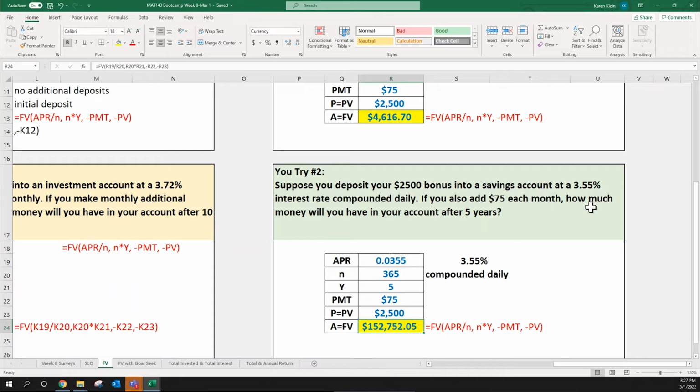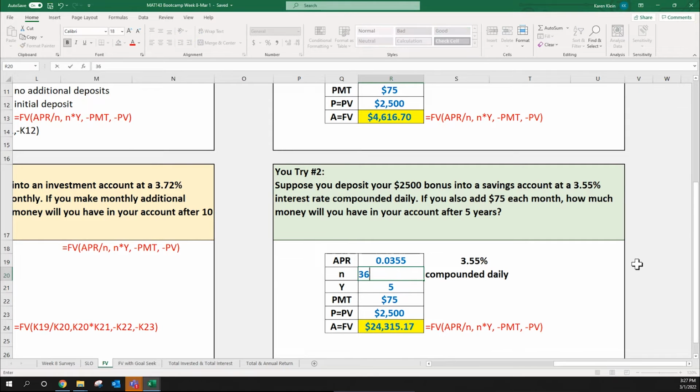Yeah, I wanted to ask this. So here it says compounded daily. If it says compounded monthly, the number is going to be 12, right? Yep. Okay. And if it said weekly, it would be 52.